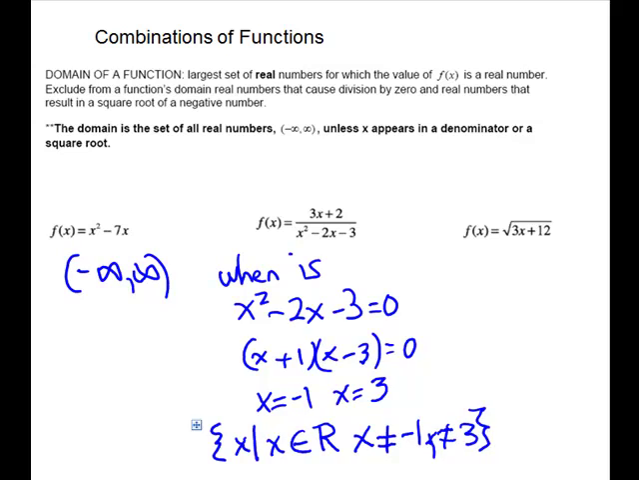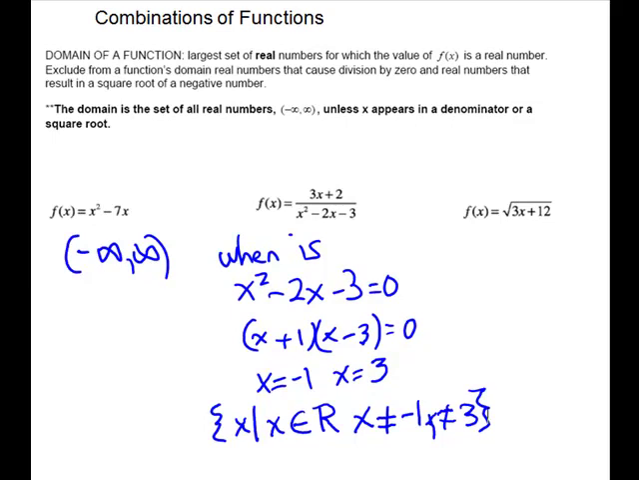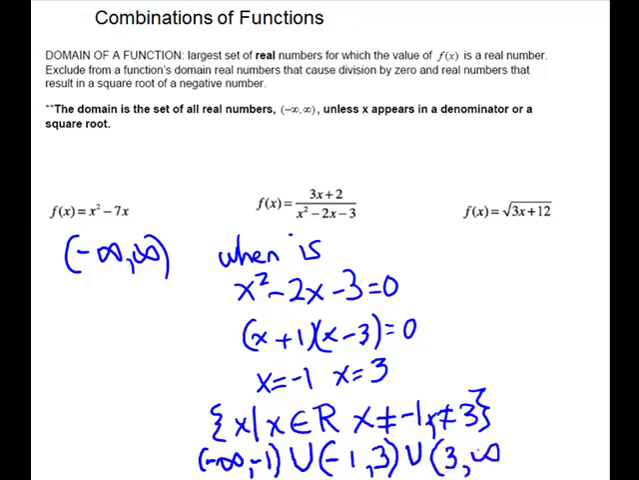Another way to write it would be with interval notation. That would be going from negative infinity to negative 1. We're going to use parentheses because we don't want to include negative 1. Then you start again from negative 1 to 3, but also with parentheses, so you're not including either one. And then you start up again at 3 to infinity. That is leaving the one piece out.